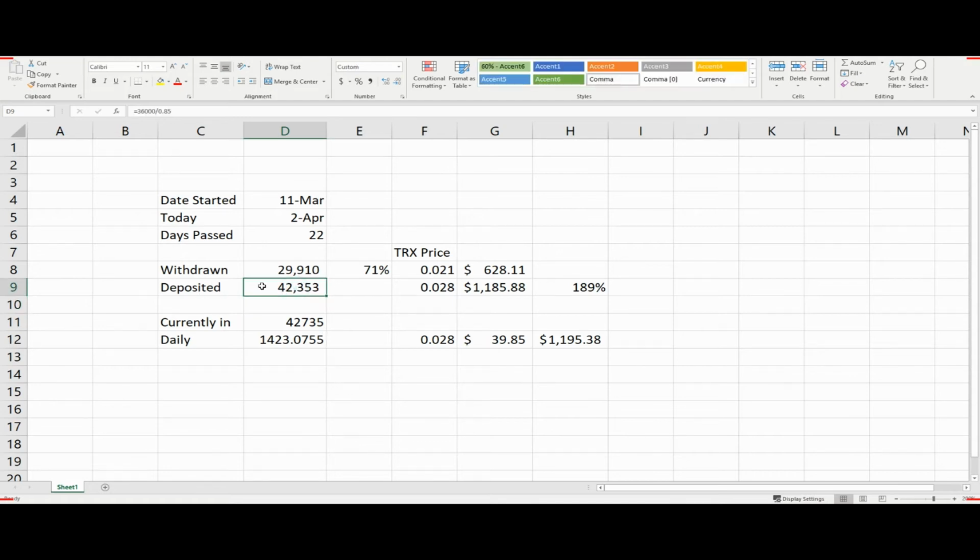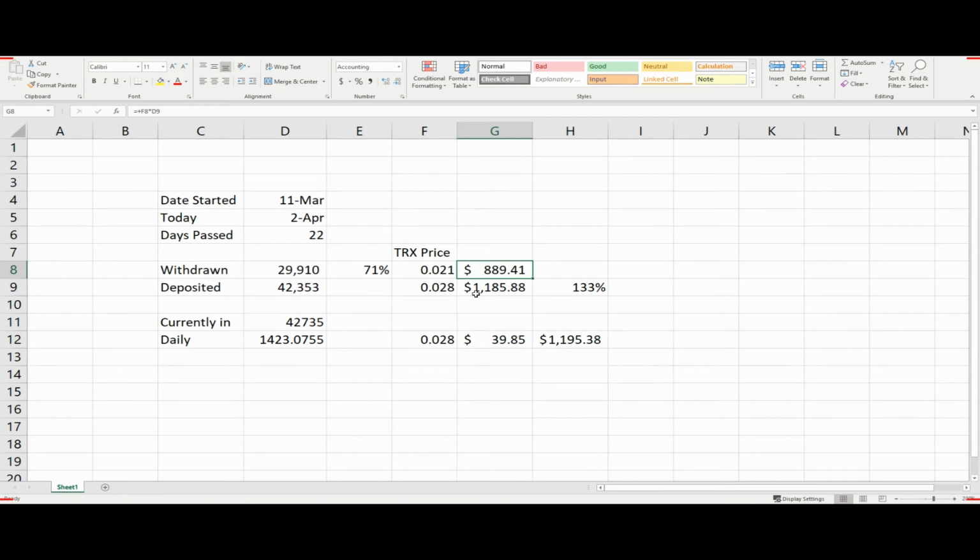I deposited 42,000 Tron. Tron at that time was worth 0.021 cents. Okay? Here we go, 0.021 cents. If I multiply the 0.021 cents by the 42,000 Tron I deposited, that means I deposited $889, okay? So my Tron was worth $889 on March 11. That's the time when I deposited.